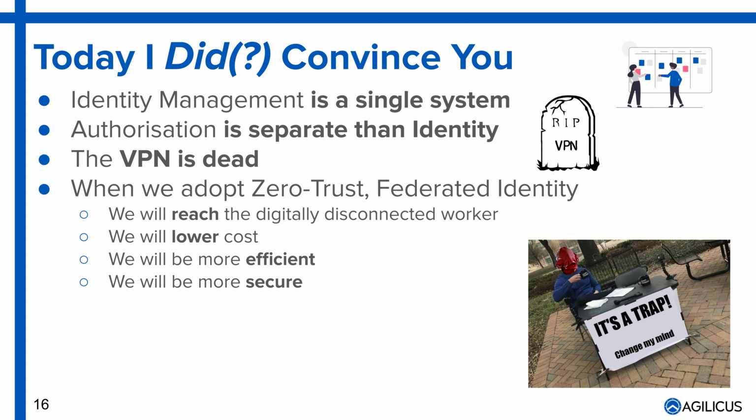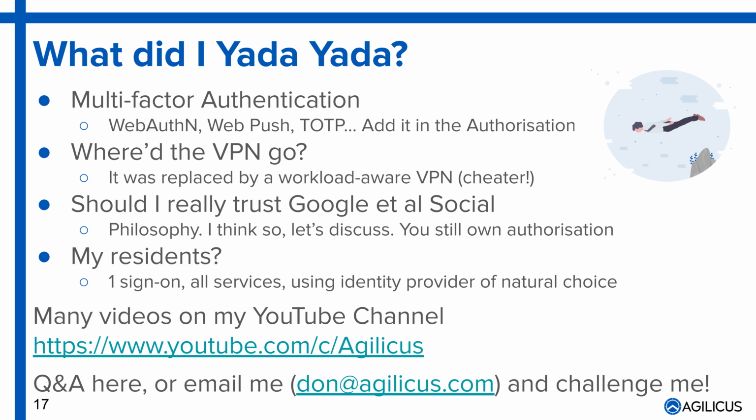So, today I convinced you, I hope, that identity management is a single system. It's not spread across many different systems with local users and passwords. Authorization is separate than identity. You need to be able to manage that as an organization rather than having it tied into the user's identity, which may be external. The VPN is dead. Stop buying new licenses, return the ones you've got. When we adopt Zero Trust, Federated Identity, we reach that digitally disconnected worker, we lower cost, we're more efficient, and we're more secure. So I may have yada-yada'd over a couple of minor details.